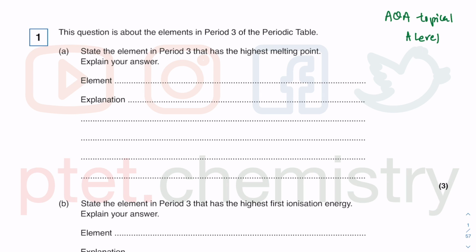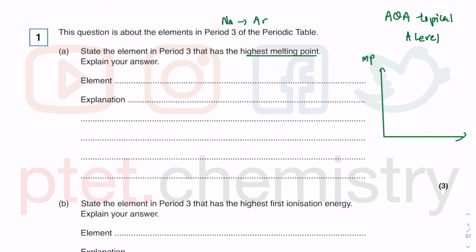So in this first one, we have these elements in period 3 of the periodic table, all the way from sodium to argon. State the element that has the highest melting point. So we're going to know the series of the elements in the third period in terms of melting point.